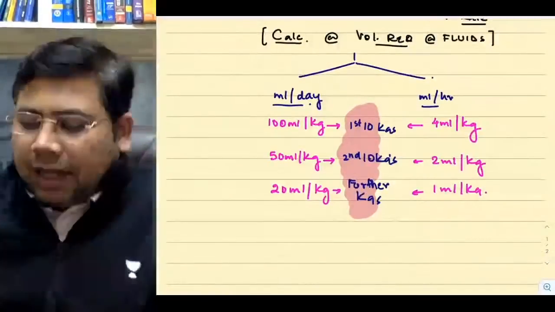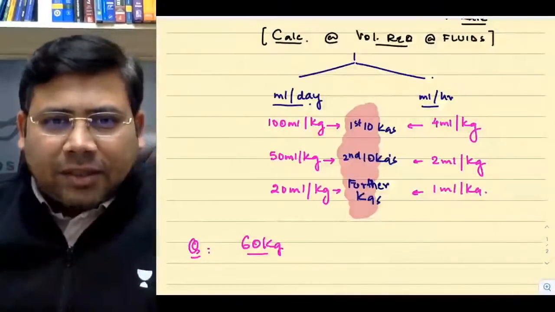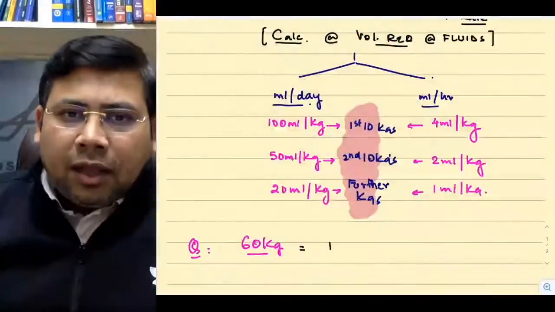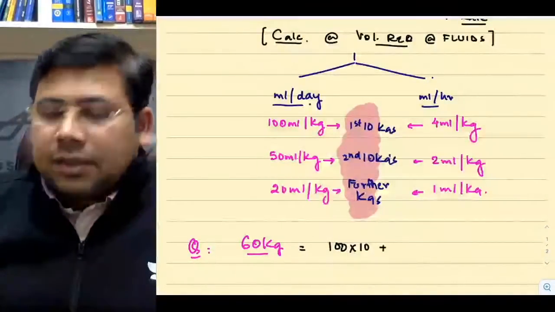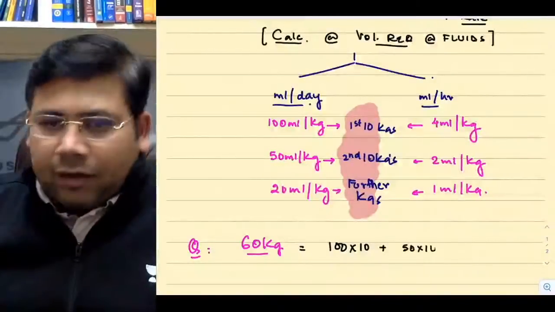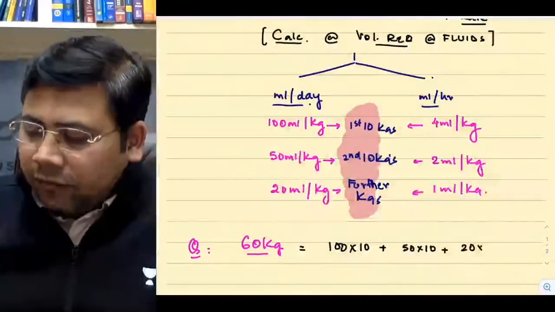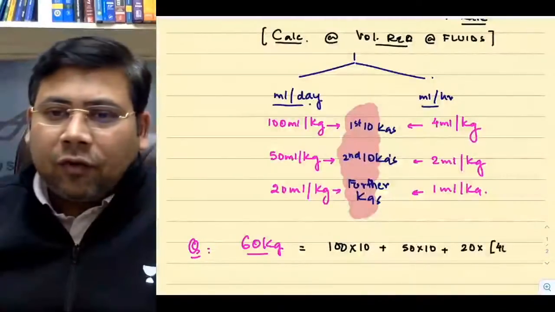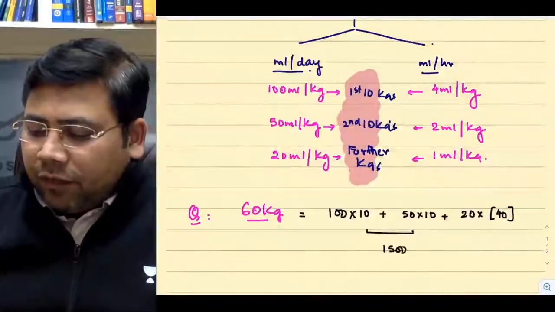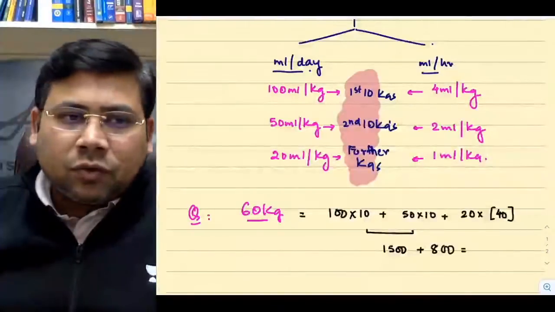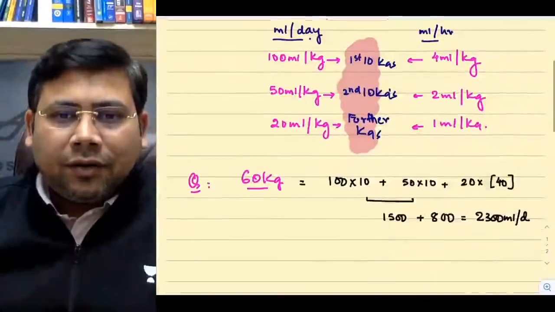If you have to calculate it, for an example, for a 60 kg person, how will you calculate it? The answer will be 100 ml per kg for first 10 kgs plus 50 ml per kg for next 10 kgs plus 20 ml per kg for remaining kgs. So how many kgs are remaining? 40 kgs are remaining, as you have to subtract 20 now. So this will be 1000, this will be 500, and this will be 800. So this sums to what? 2300 ml per day.